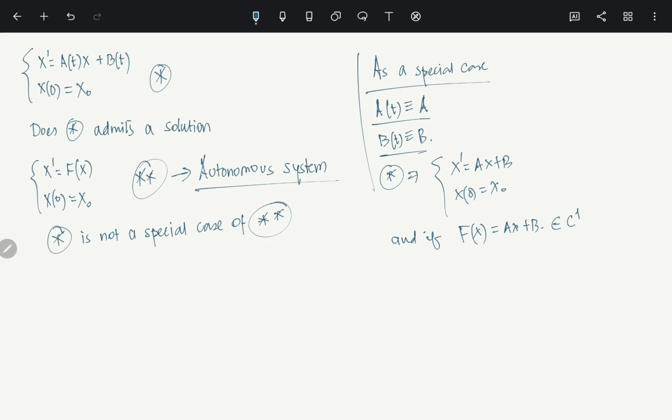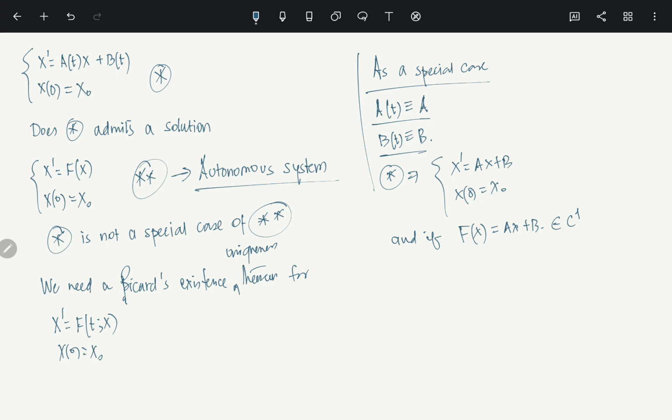But if it is dependent on t, then we need a Picard existence and uniqueness theorem for this sort of system: x prime equals f of t comma x, x0 equals x naught.